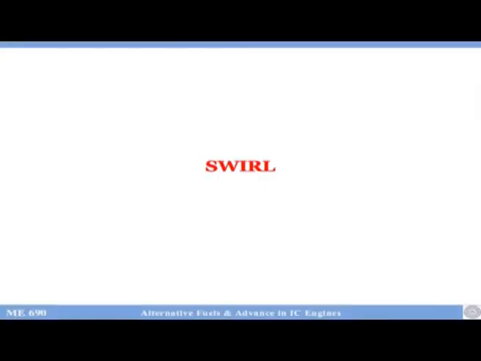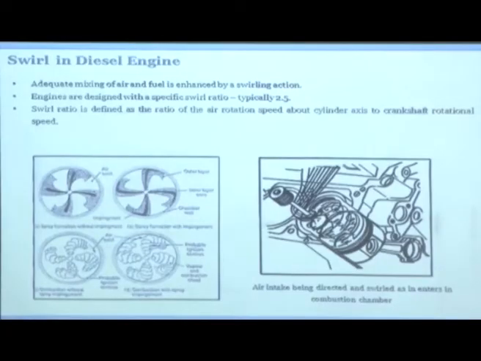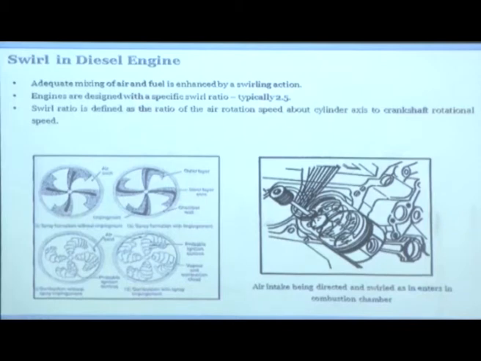Now if we look at the swirl in diesel engines, first we have to define a ratio called Swirl Ratio. What is the Swirl Ratio? Swirl Ratio is defined as the ratio of air rotational speed about the cylinder axis, whatever speed the air will rotate at, so it will have some RPM, divided by the crankshaft rotational speed, the speed at which the engine is rotating. Typically it should be about 2.5. The adequate mixing of the fuel and air is enhanced by swirling action. DI engines are really designed with a specific swirl ratio, typically of 2.5.